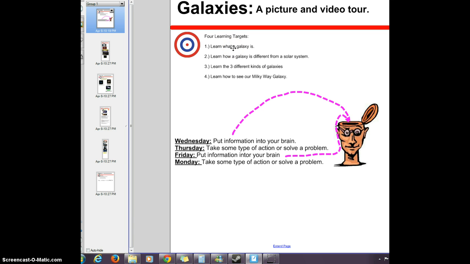Number 1 is to learn what a galaxy is. Number 2, learn how a galaxy is different from a solar system. Number 3, learn the 3 different kinds of galaxies. And number 4, kind of get an idea of how to see our Milky Way galaxy. I'm not expecting you to memorize any terms, but rather to have a general understanding. And let's proceed here.